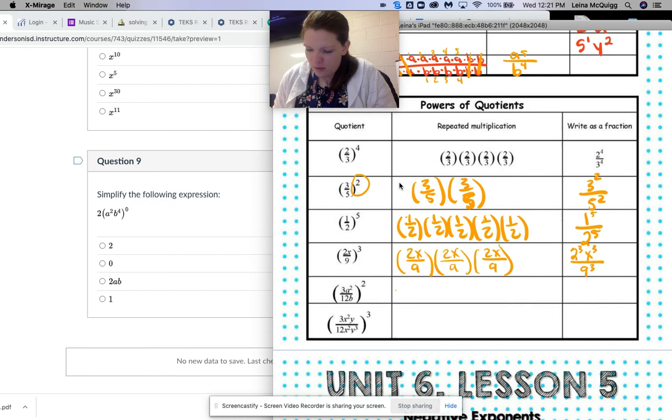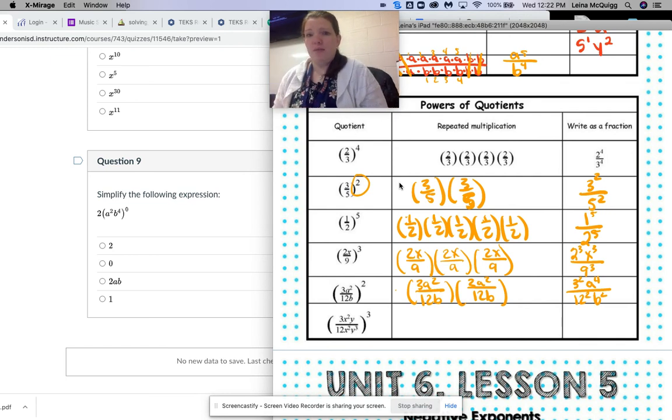Okay, so here I have 3a squared over 12b times 3a squared over 12b. And so I have two 3's, so my base is 3 and I'm raising it to the power 2. Then I have two a's with the exponents of 2. So remember, when we multiply things that have the same base, we add up their exponents. So we would do a to the power of 2 plus 2 is 4. I have 4 of them there that I'm multiplying, okay? Then I have two 12's, so 12 to the power of 2, and two b's, so b to the power of 2.